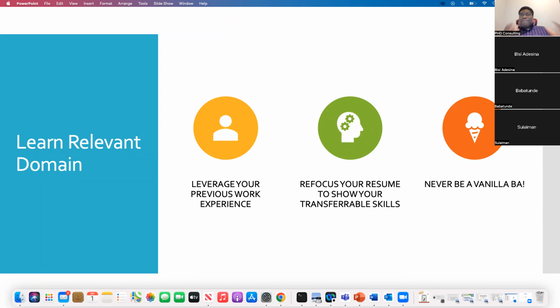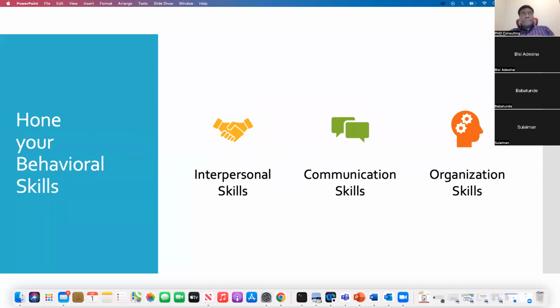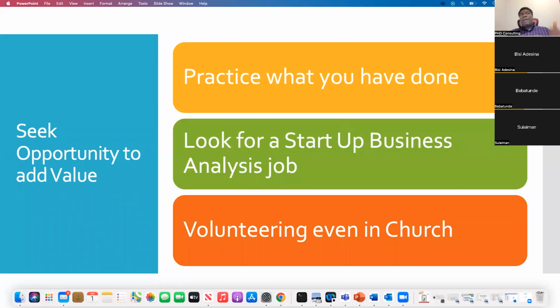You want to be the kind of BA that has spice, some business knowledge, maybe some application knowledge. It really helps you fit into an organization, and you're not just easily replaceable. Now, you want to hone your behavioral skills, and I'll keep overemphasizing communication skills. It's extremely important. All right, your interpersonal skills as well as organizational skills, and then you want to seek opportunity to add value. Practice what you have done.